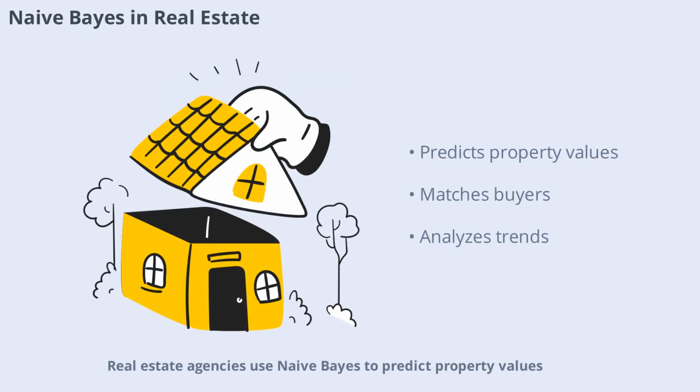Real estate agencies use Naive Bayes to predict property values, match buyers to listings, and analyze market trends. The algorithm processes data from listings and transactions to support better decision-making.